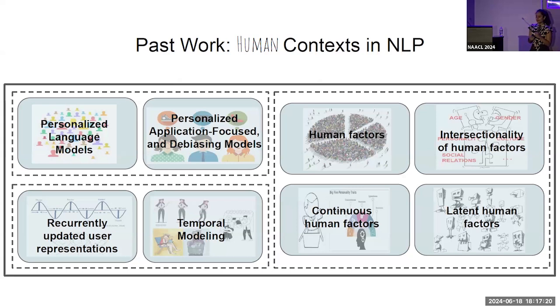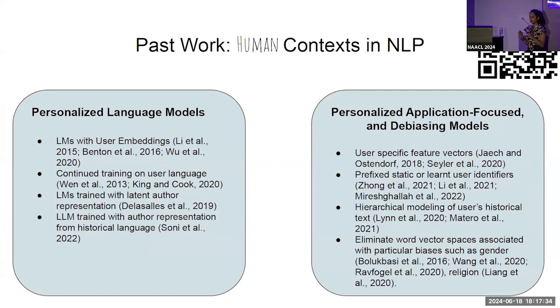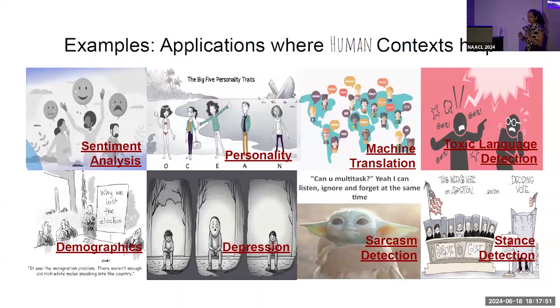Moving on, the human context in NLP has a wide range of past works, with one direction focused on including social human factors into neural networks, and the other focused on personalization. For example, a rich body of work is focused towards building personalized application-focused and debiasing models, and one builds personalizing language models. I would let you look at the paper for a more detailed discussion on the past works. These works have proven to be remarkably beneficial in a range of downstream applications, like machine translation, sentiment analysis, and mental health domains.